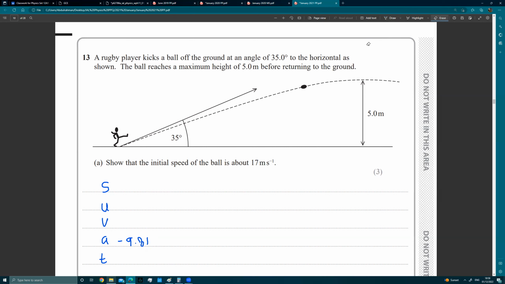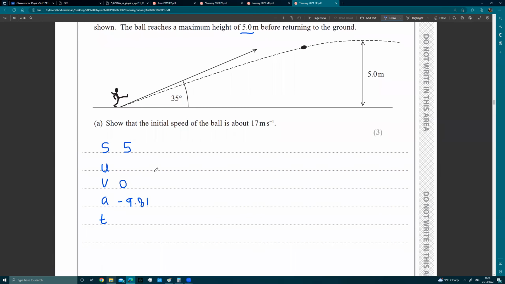And then what is the displacement? Positive 5. Why is it not negative 5? Because it ended 5 meters above, and up is positive. Good. Sir, would the final velocity be 0 since it's reached a maximum height? Well, I didn't even read that. So yeah, if it reaches a maximum height, final velocity is indeed 0. So anyway, s is 5 meters. Good. It wants to show that the initial speed is 17 meters per second.